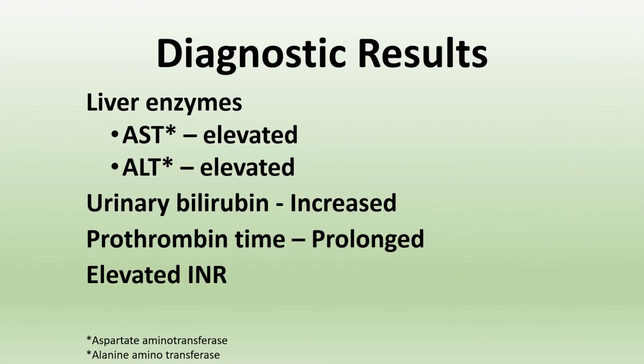If acute hepatitis is suspected, LFTs or liver function tests will be performed. For acute hepatitis, the AST and ALT levels will be elevated, as well as the urinary bilirubin. Prothrombin time and INR will be extended, making the patient more susceptible to bleeding.